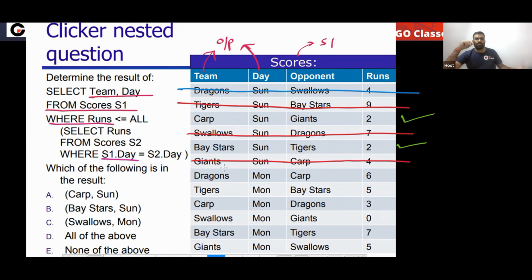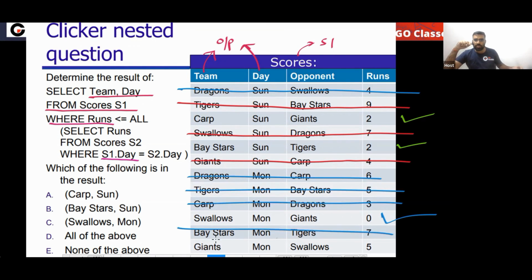Okay, so now, what is the next? On Monday, who has the least score? On Monday, this has the least score, right? This is gone, this gone, this gone, this gone. So finally, what will your answer be? Carp, Sunday will be in the result. Carp, Sunday. Next, Swallows on Monday. So all of the above. So the answer will be option D.